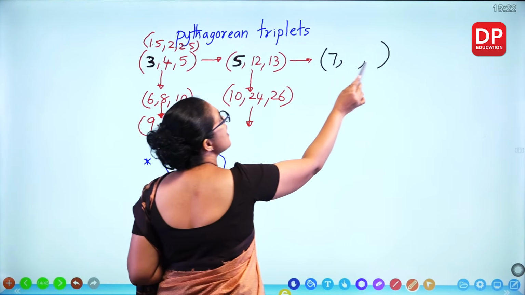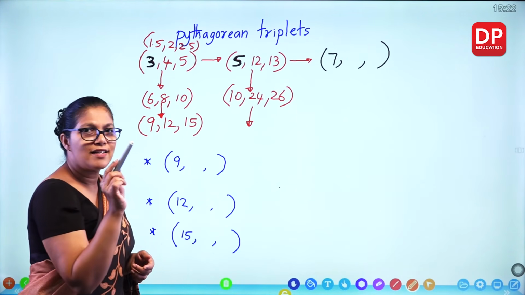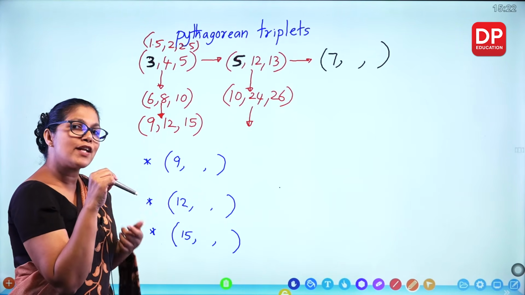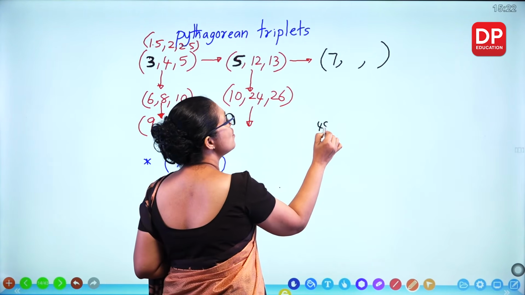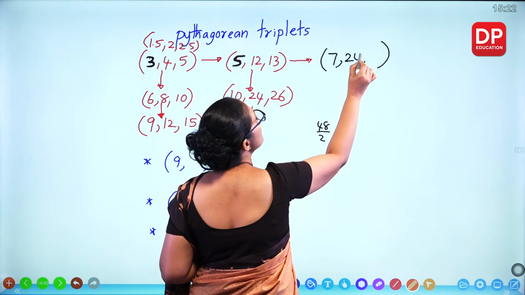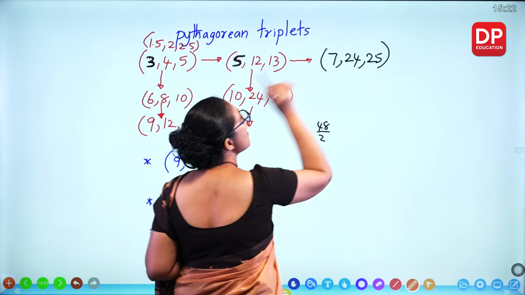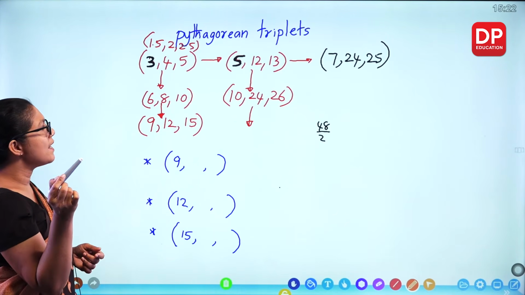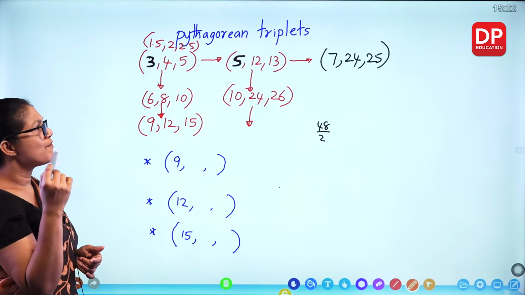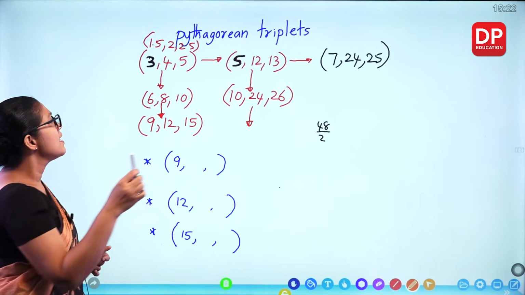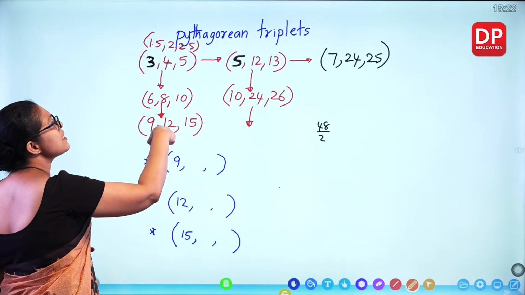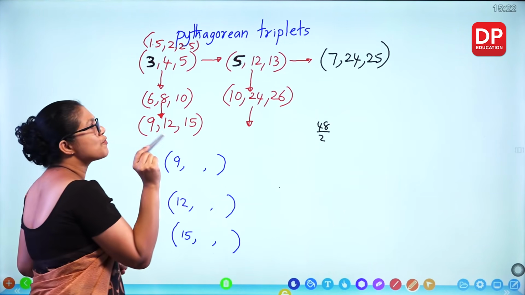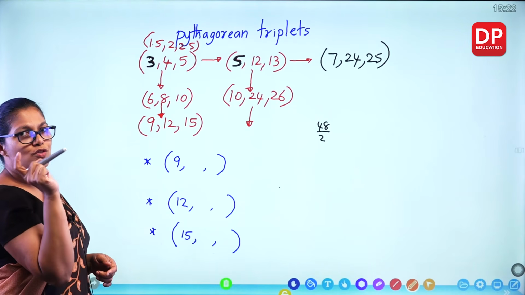Then what are these two numbers? 7 squared, 49. Subtract 1, 48. Divide by 2, 48 divided by 2, you get 24. So what's the next number? 25. So 7, 24, 25 also a Pythagorean triplet. So that's how we can find out Pythagorean triplets. This way you can take any multiple. This way what you do, square the first term, subtract 1, divide by 2.